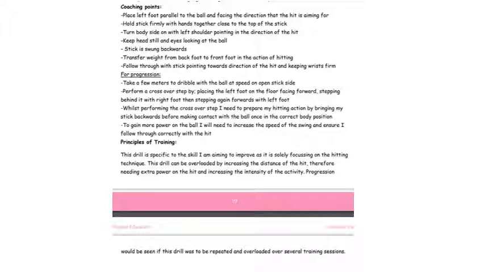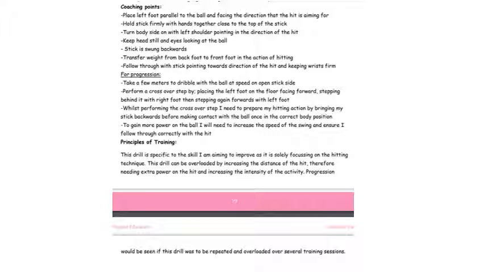She's then gone for progression. Take a few metres to dribble with the ball at speed to open stick side. Perform a crossover step, placing the left foot on the floor, facing forward, stepping behind it with the right foot, and stepping again forwards with the left foot. So she then starts to talk about her progression.